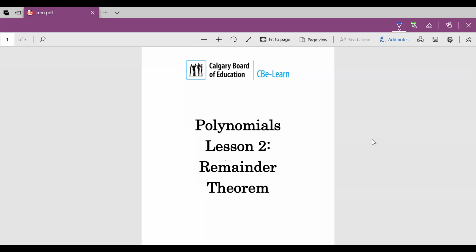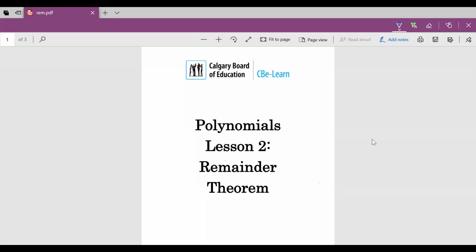Hello, 30-1s. Today, we're going to look at the remainder theorem. What I want you thinking as you're going through these lessons in polynomials, one of your main goals is to be able to graph a polynomial that's not in factored form without using our calculator.